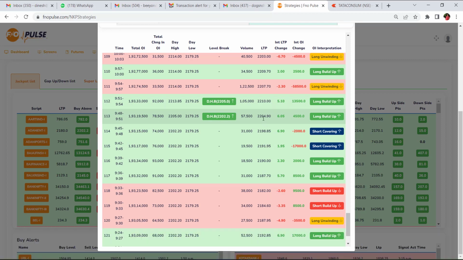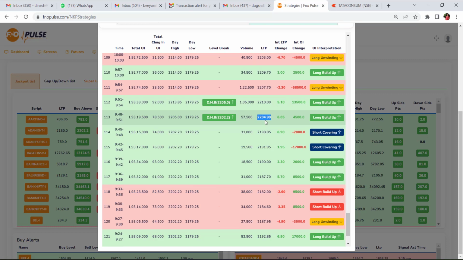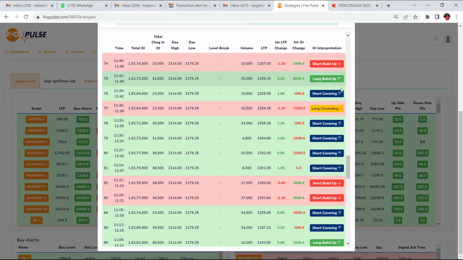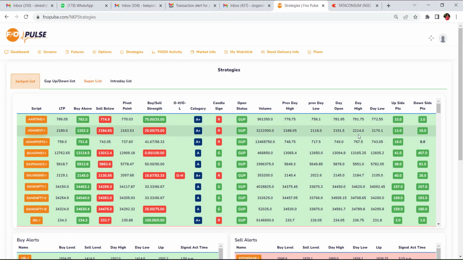Around 9:48 to 9:51 a.m. it entered that level. For the last 3 minutes candle, the last traded price is 2204. From there it went up to the day high, which you can see here is 2214. So almost 12 points it's showing here. If you come out with 7 to 8 points, for example if I entered around 2204 at the end of the 3 minutes candle, you will definitely get 10 points. Here it shows 12 points.